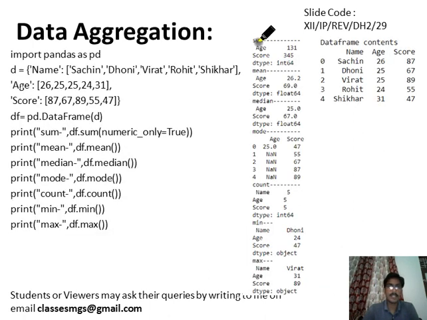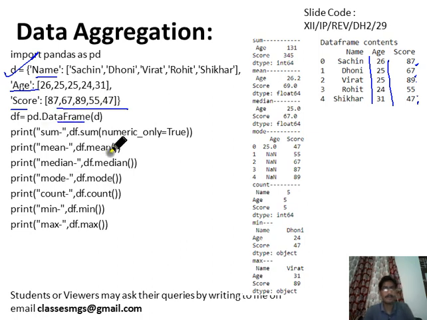Okay, in this slide we will see some examples. Let's suppose we have a data frame created through a 2D dictionary. The names of the players are given: Sachin, Dhoni, Virat, Rohit. The ages of the players are given: 26, 25, 25, 24, 31. The scores of the match are given: 87, 67, 89, 55 and 47. We created this data frame. Now we are applying some aggregate functions.